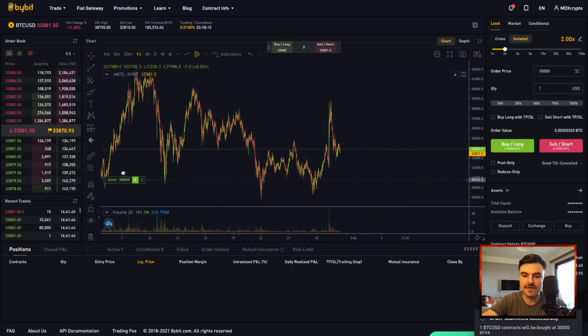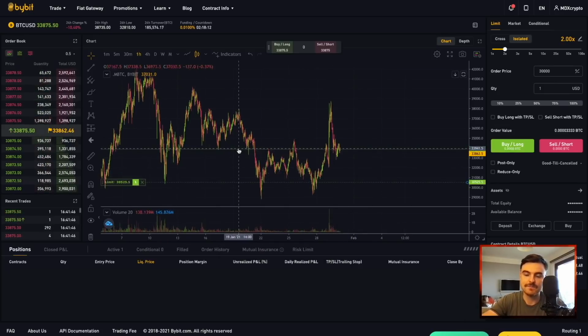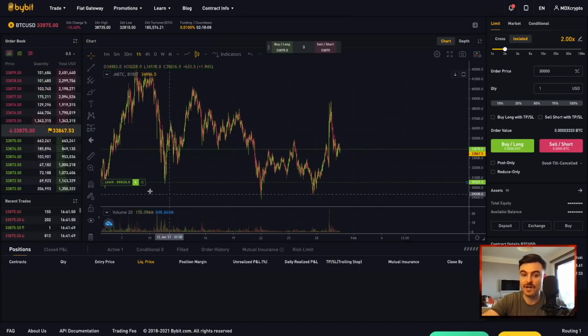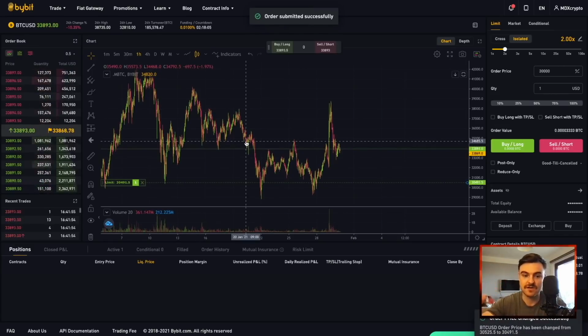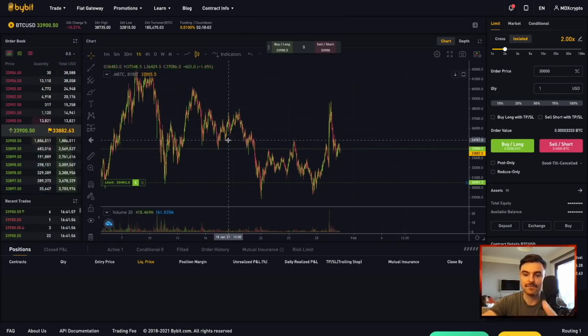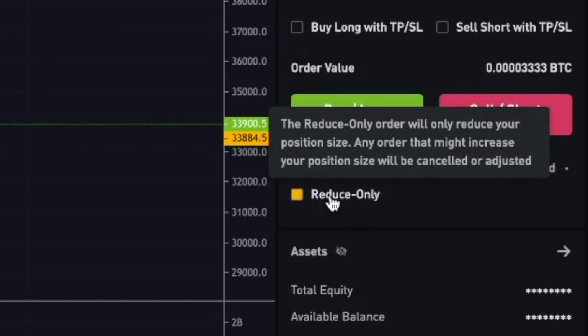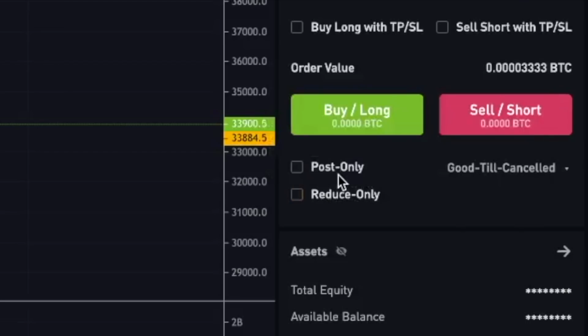So now what I have here is an order which is basically placed for the future. I think that Bitcoin's going to trade lower. Now I have a bid basically, which says that if the price comes to $30,000, I will buy at that price. Now, few things to mention, guys. You can have a post-only limit order, or you can have a reduce-only order. Now, these are very, very important to know what they do.